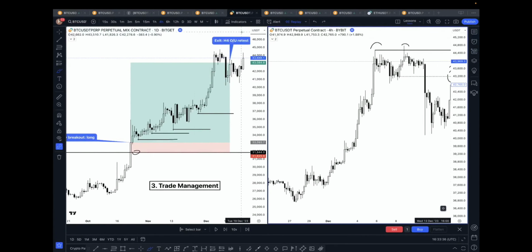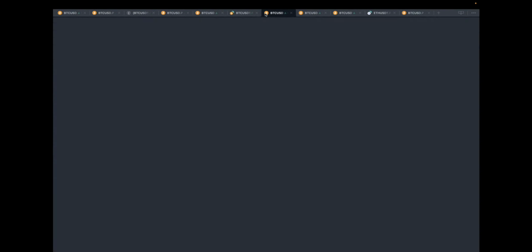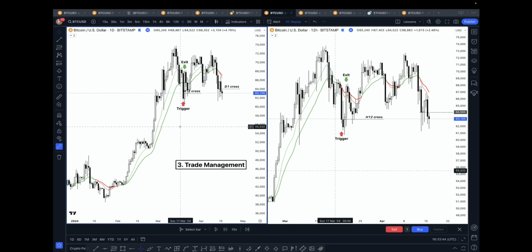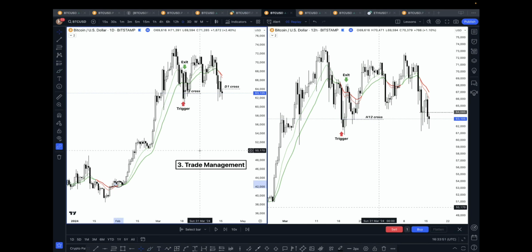This is another good one. This is really simple. If you're using something like the bands for trade management, you want to enter on your higher time frame signal. So there's your daily, right? So you're entering because the daily bands go green. Super simple, right? But your exit, you want to exit when the 12-hour bands cross, not the daily, and I'll show why. But you don't exit exactly when the 12-hour bands cross themselves.